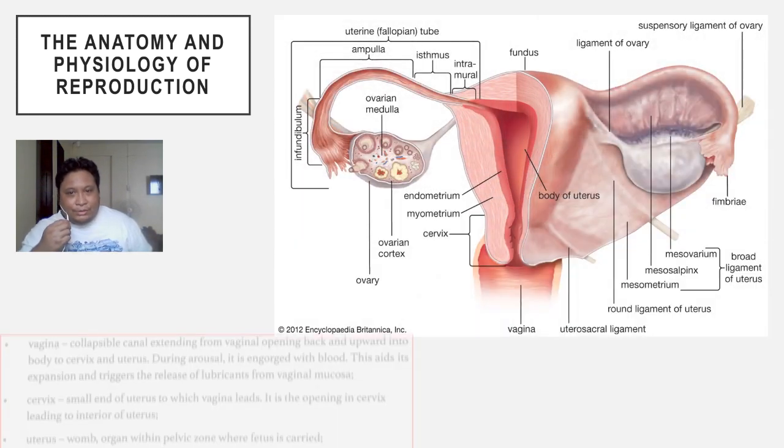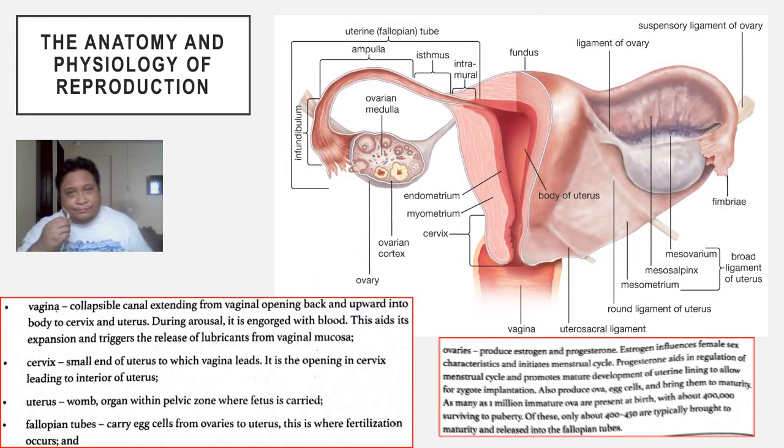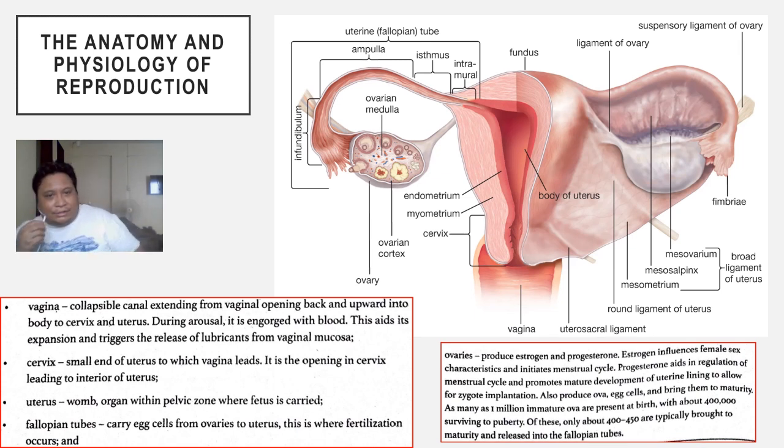Okay, so going to the internal structure of the female reproductive system. Here is the vagina. It's a collapsible canal extending from the vaginal opening back and upward to the body of the cervix and the uterus. During arousal, it is engorged with blood, and this aids its expansion and triggers the release of lubricants from the vaginal mucosa. The cervix is the small end of the uterus to which the vagina leads.